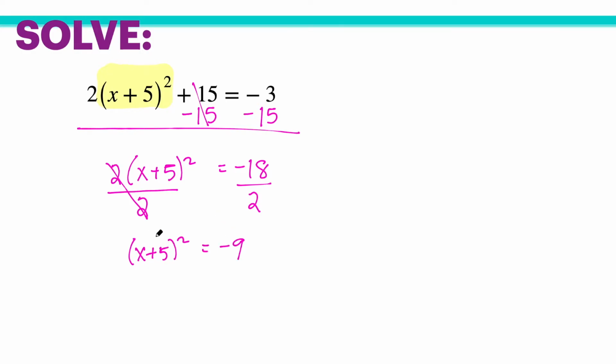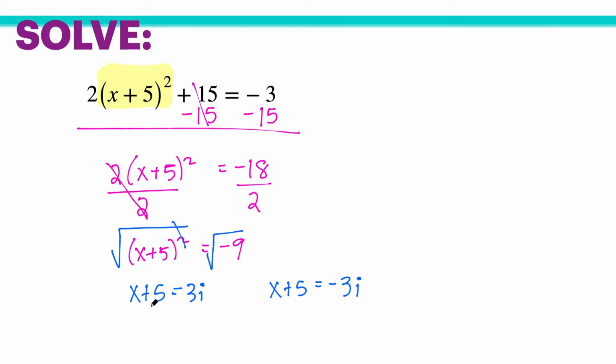Now that we have the square on the left-hand side and there's nothing else, we can now take the square root of both sides. When we do that, we'll get x plus 5 equals 3i, because don't forget the square root of 9 is 3, but the square root of a negative is i. And then we'll get x plus 5 equals a negative 3i.